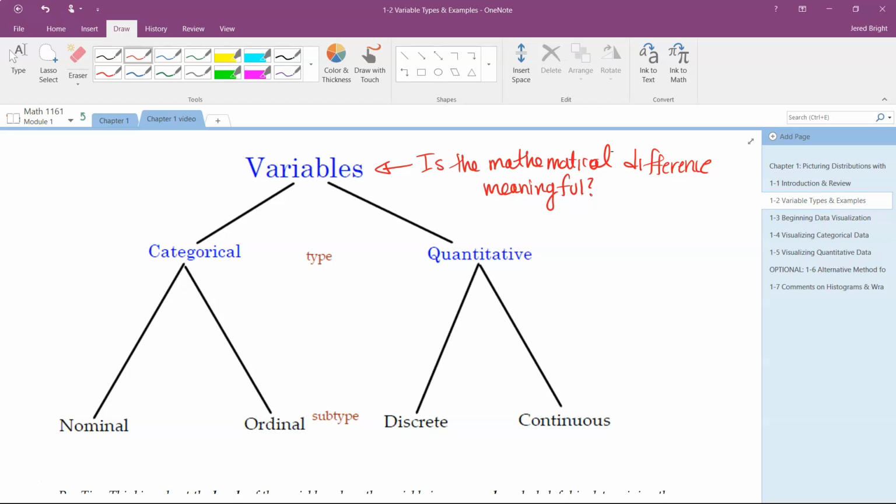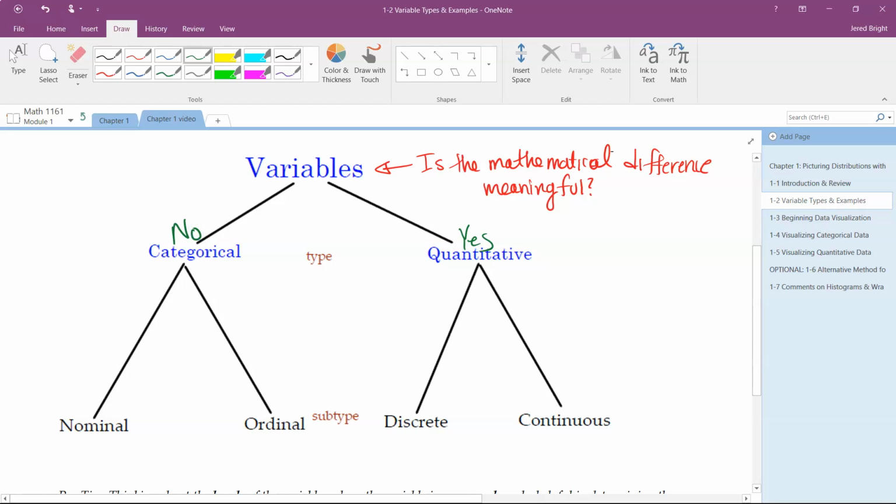If the mathematical difference does make sense, then it's quantitative. So think about height in inches. You take two heights in inches, subtract them. Does that difference mean something? Yeah, if you have a 72-inch tall person and a 60-inch person, the difference between their heights is 12 inches or a foot. Versus categorical: you would come here if your answer was yes, and here if the answer is no.